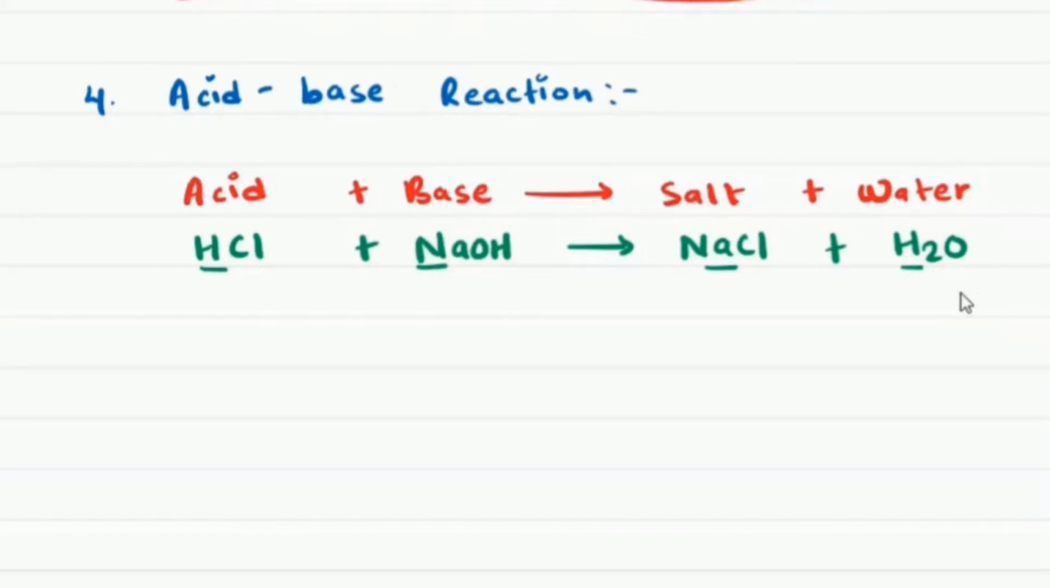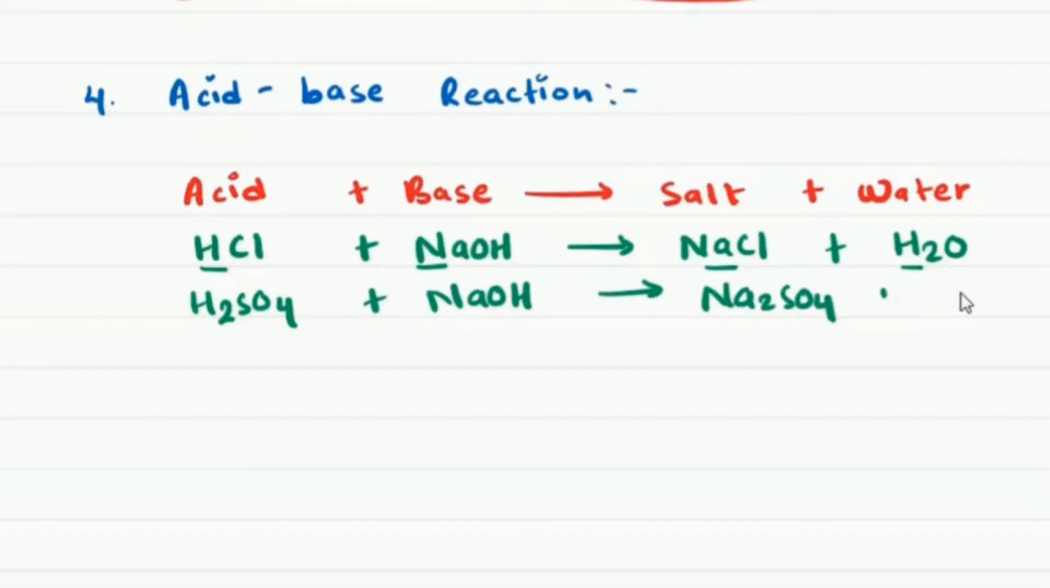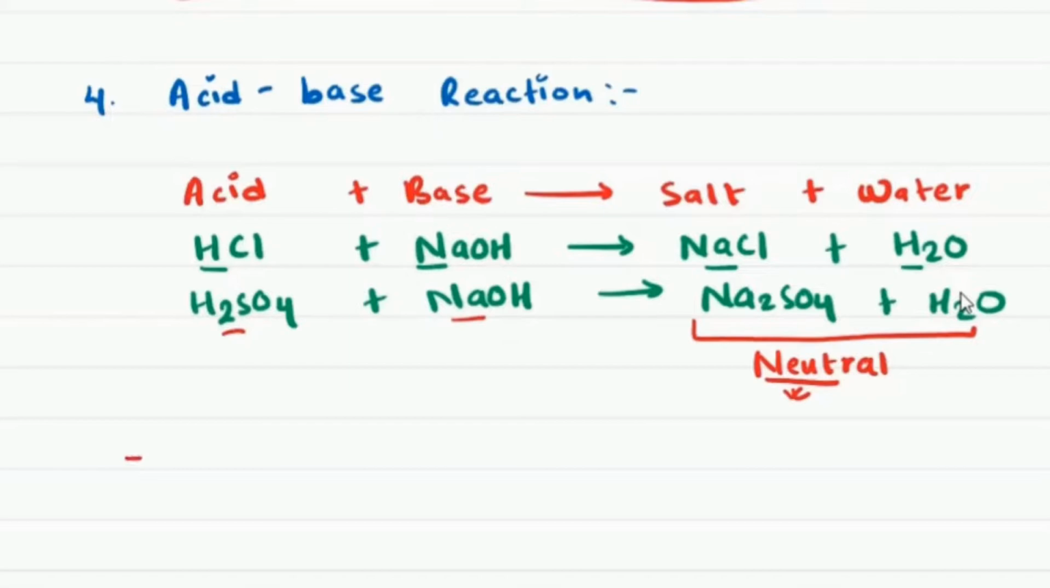Similarly, another acid could be sulfuric acid, which reacts with, again, sodium hydroxide base to form sodium sulfate and water. Here both this salt and water are neutral in nature, and since the acid and base are reacting with each other to form neutral substances, this type of reaction is also known as neutralization reaction.